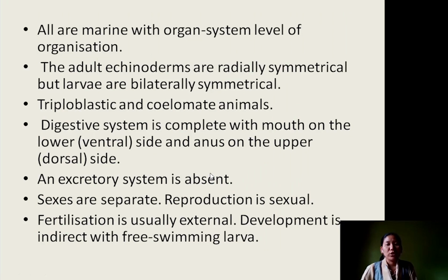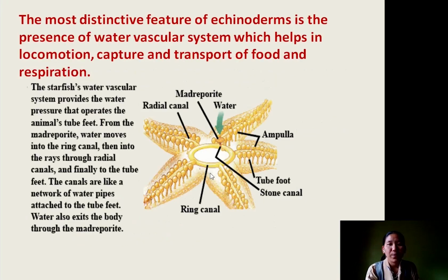They are all marine. The digestive system is complete, the excretory system is absent, and sexes are separate. There are separate male and female organisms. Reproduction takes place by means of fusion of gametes, that is, they are sexual. Fertilization usually occurs in the water, so it is external, and development is indirect with free-swimming larvae.